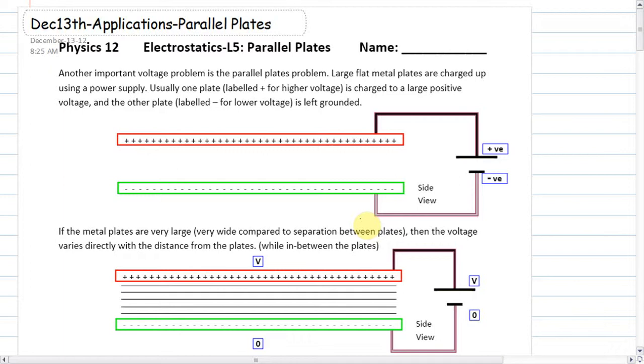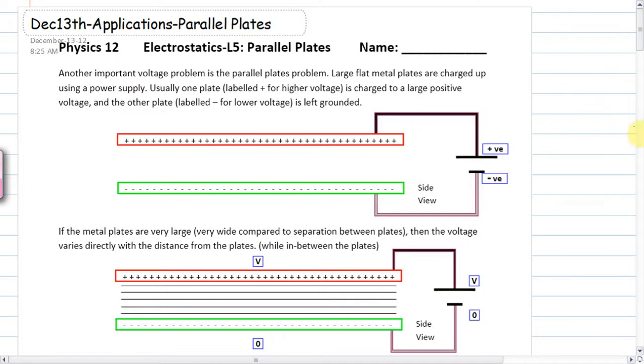Okay. So, applications now. We have all the formulas. We hopefully know what they do and what they mean and all the concepts. We're now just changing it away from a point charge, where we've done everything from charges and radially away, to parallel plates. Okay, so we'll see what happens there. Parallel plates are large flat metal plates. They're charged up. So we have a positive charge and a negative charge applied to them.